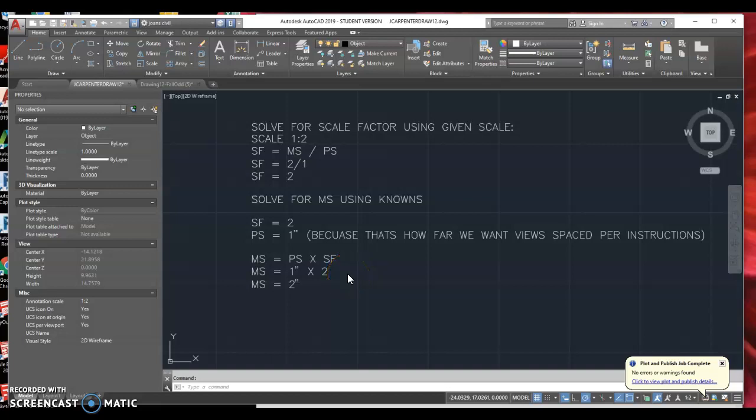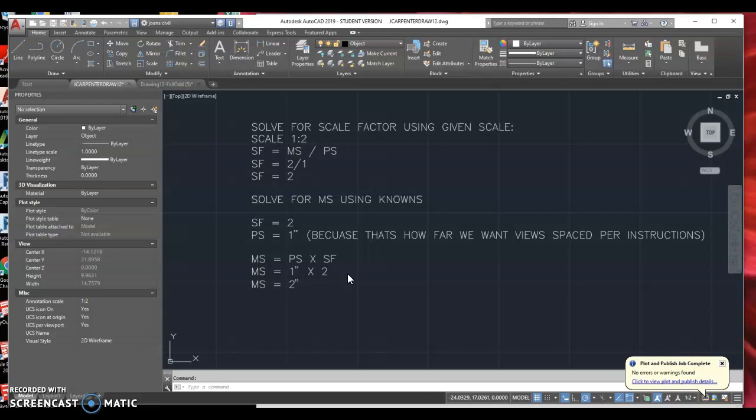So before we go on with our drawing 12, which we completed the front and side views per the instructions in part 1, I wanted to go over the scaling equation so that we can fit the drawing in Paperspace per the instructions. The instructions wanted you to have each view spaced 1 inch apart in Paperspace. You're told that the scale for the drawing is 1 to 2.